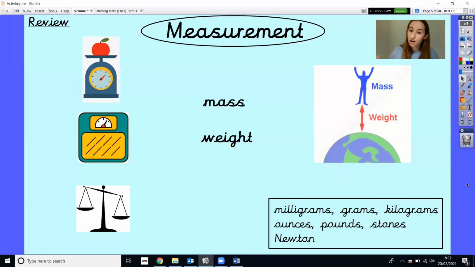And we might use milligrams, grams, or kilograms. They would be the most common metric measurements we'd use for mass or weight. And then we've got our imperial measurements, ounces, pounds, and stones, which you might also hear. And weight, if we're being scientific, is actually measured in newtons because that's a measurement of the force of gravity on something. But don't worry about that if that's a little bit complicated. Basically, those words are talking about how heavy something is, which is again something we'll look at later in the year.